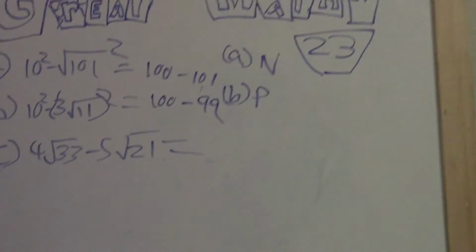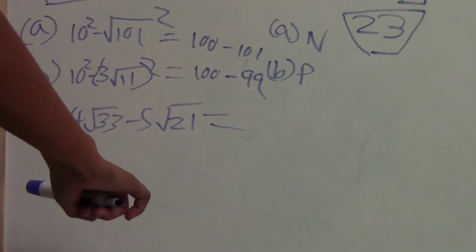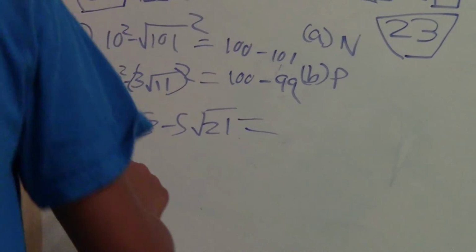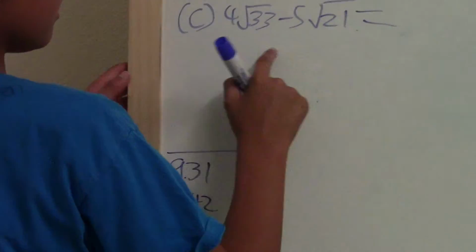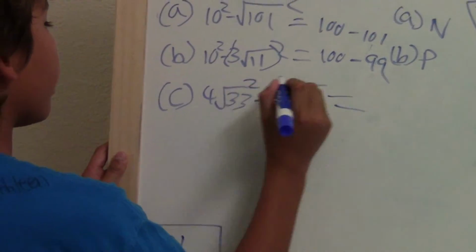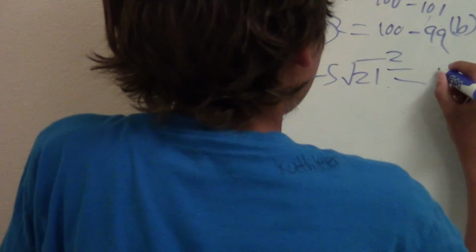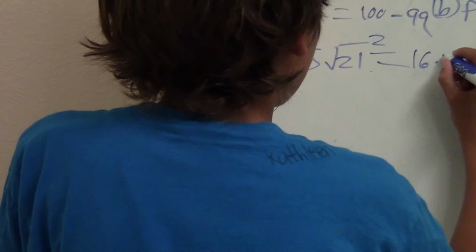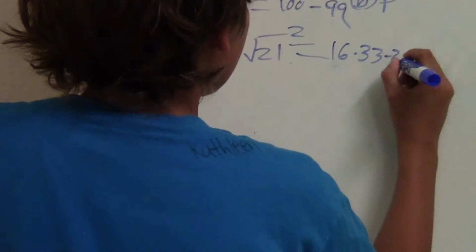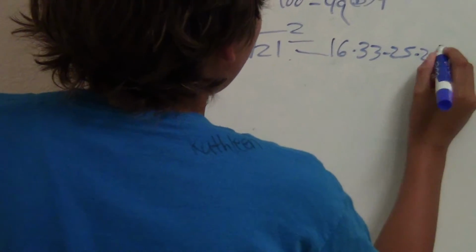Anyways, let's do C. Okay, so how do we do this? Again, we use a square. We can't put emphasis here. So then that would be 16 times 33 minus 25 times 21.